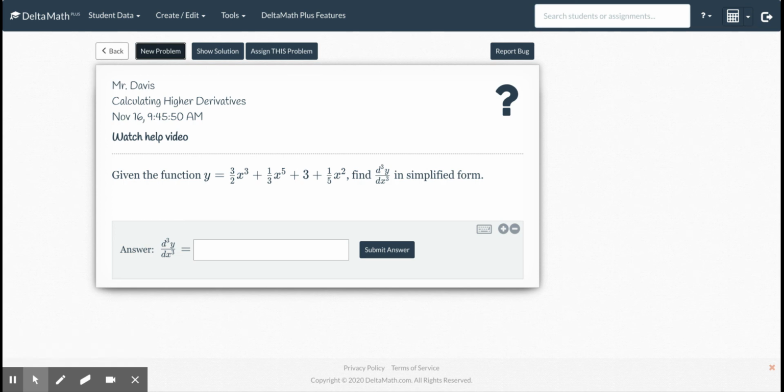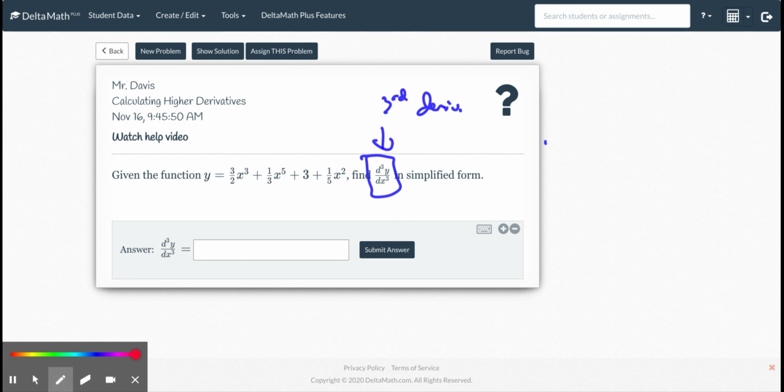So you can see this is d cubed y, or just d to the third y over dx to the third. So that means a third derivative. So let's go ahead and jump in. I'm just going to do it 3 times. So our first one, and we'll call this dy dx. That becomes 3 times 3/2 would be 9/2.